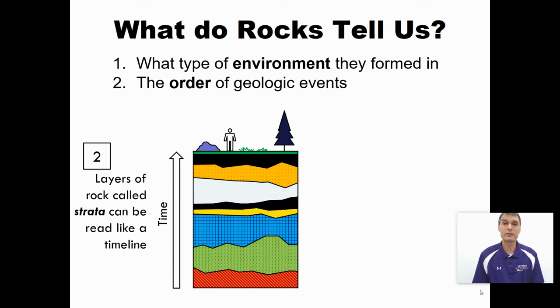The second thing that rocks tell us is the order of geologic events. So if they tell us the environment that the rocks formed in, then we can get an order of when those things happened. Was there a swamp first, a volcano first, a desert first, a lake? What was there? And we can tell that from the rock layers.